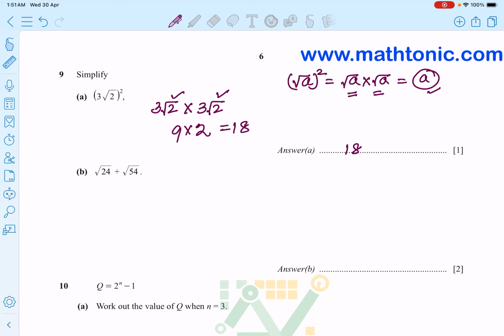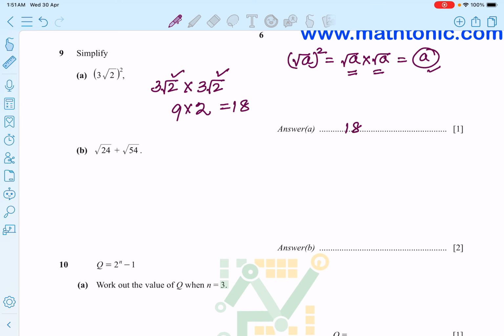This answer should be 18. Got it? Okay, next, square root of 24 plus square root of 54. So listen, in this kind of question, try to break the number in such a way that one number is a square number. So for example, 24 I can break in multiple ways. Someone can break 2 times 12. Someone can break 4 times 6, right? Someone can break 1 times 24, like that. But try to break it in such a way that one number is a square number. Do you understand?